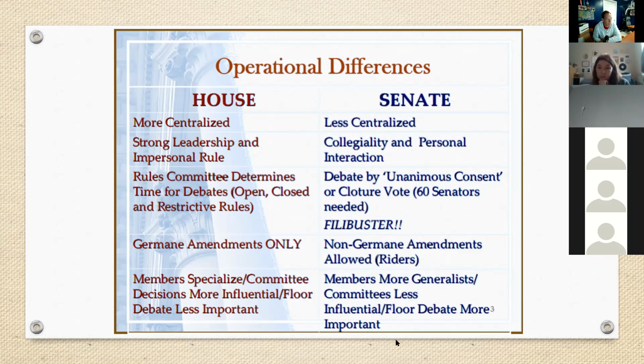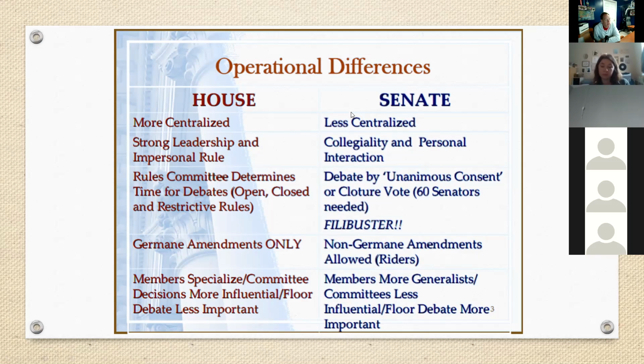Okay. The Senate, on the other hand, when they meet as a body, almost everybody is there. So they do a lot of stuff on the floor as an entire Senate. They still do committee work, but it's not as important as in the House of Representatives. Okay. So they're less centralized.